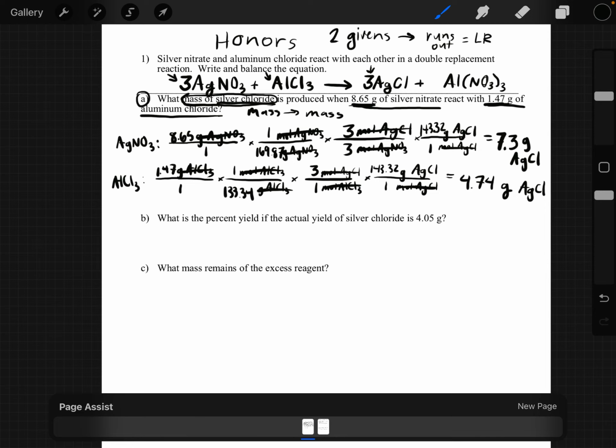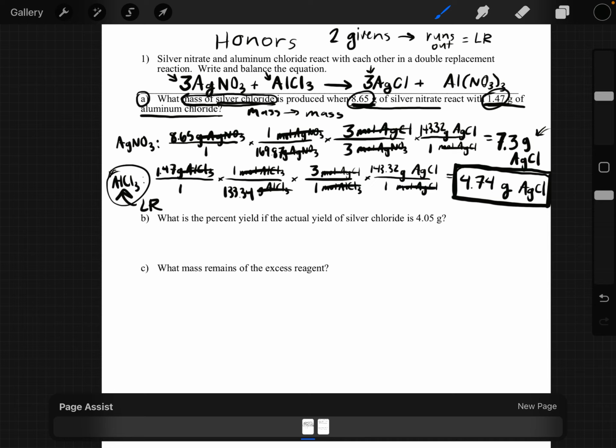So how much AgCl are we really going to end up being able to make based on the amount of ingredients we were given here? Well, we can only make up to 4.74 grams, because if we try to make any more than that, we're going to run out of AlCl3. So our limiting reagent right here is AlCl3, and that allows us to make 4.74 grams of AgCl. If we had plenty of AlCl3, then silver nitrate would have ended up letting us make that much. But we don't have enough, which means we can only make 4.74 grams of AgCl. So that's one type of problem you could have for your limiting reagent problems.